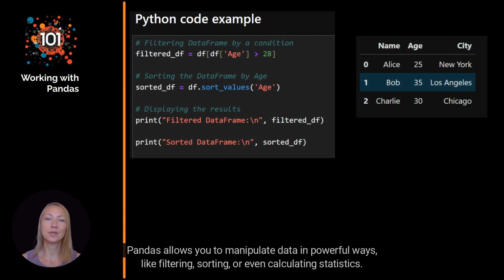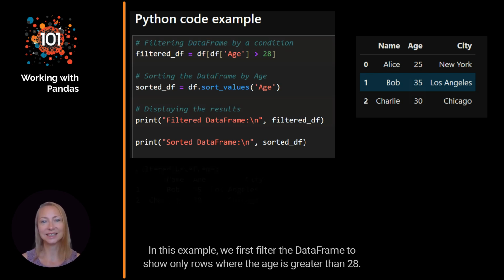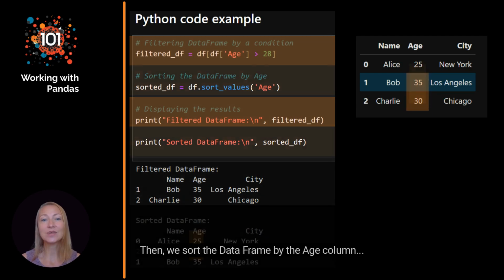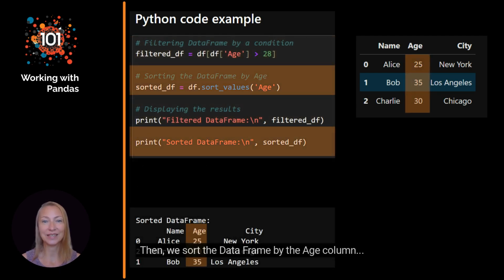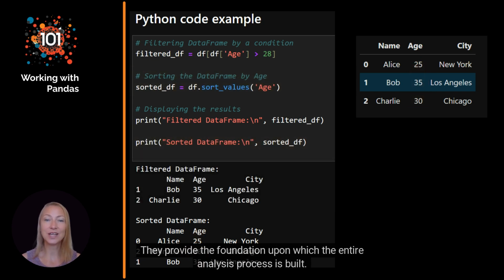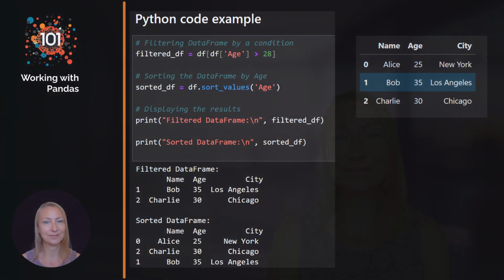Pandas allows you to manipulate data in powerful ways, like filtering, sorting, or even calculating statistics. In this example, we first filtered the DataFrame to show only rows where the age is greater than 28. Then, we sorted the DataFrame by the age column. These operations are basic building blocks for data analysis. They provide the foundation upon which the entire analysis process is built.